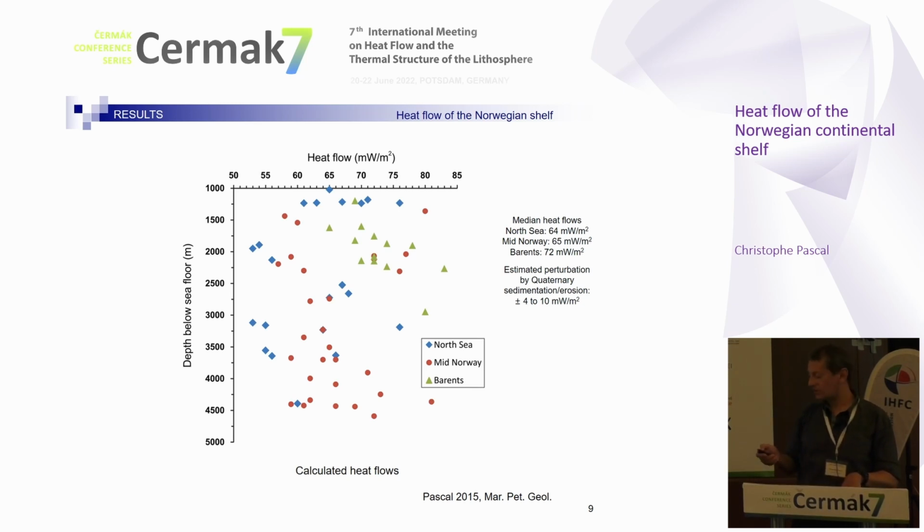What we did as well is, of course, the things are not so simple. We tried to estimate the perturbation by Quaternary sedimentation and erosion, which is not an easy task, I would say. But at least we got some numbers. We have some uncertainties concerning those values that range from 4 to 10 milliwatts per square meter. This is what we got.